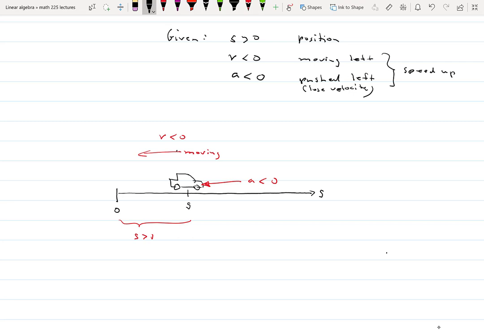So I'll be speeding up, okay? If you haven't had physics, this gives you a first inkling of the first problems with acceleration and velocity and position in physics, okay? This takes some getting used to develop a physical intuition with these concepts.